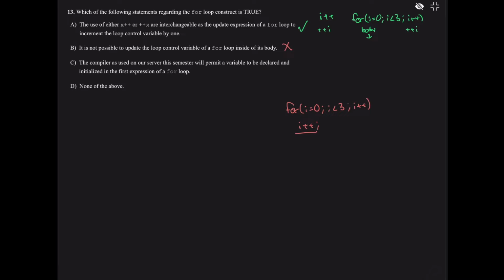C, the compiler used on our server for the semester, in this case was Vocarium, will permit a variable to be declared and initialized in the first expression of a for loop. This is false. What this is saying is, can you do for int i equals 0, i is less than 3, i++, instead of declaring int i first and then using it? If you ever try this bottom one here, it'll throw an error at you, because it doesn't like you initializing the variable right here. So make sure you do it like this. So that means A is in fact our correct answer.